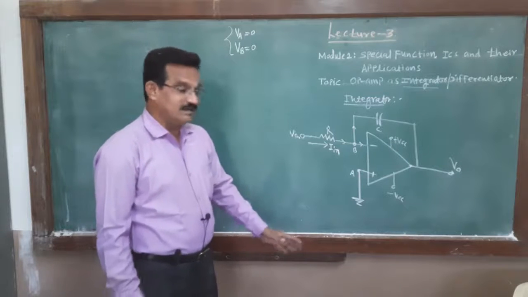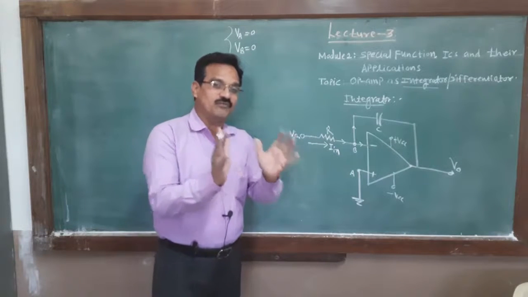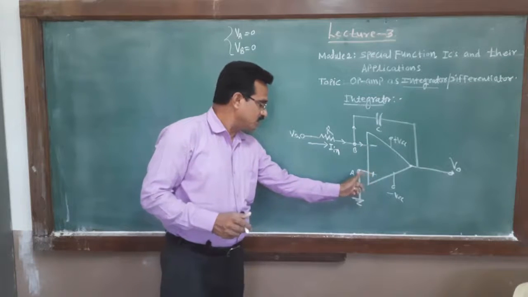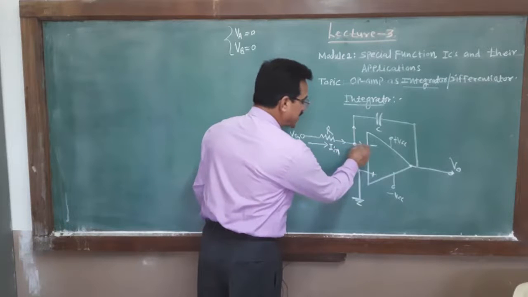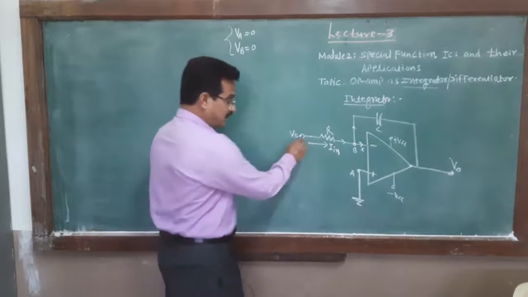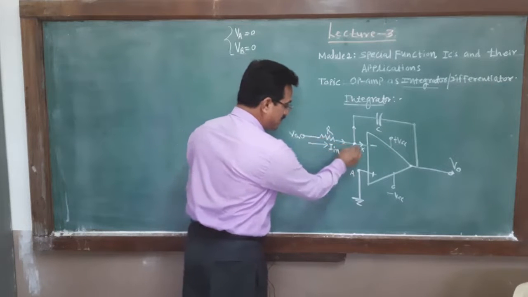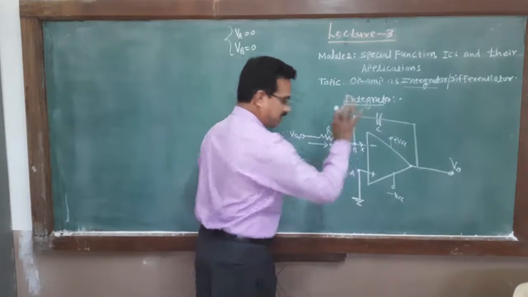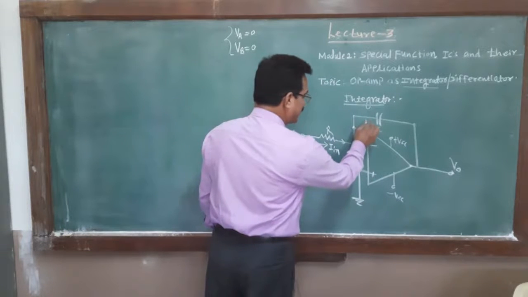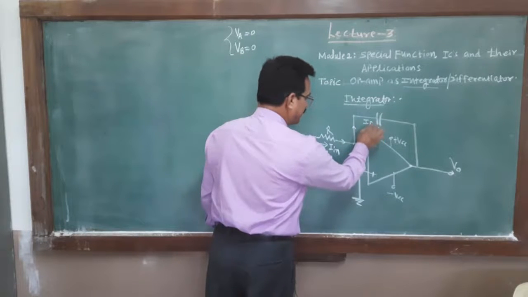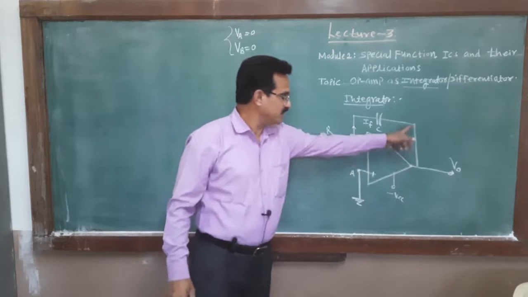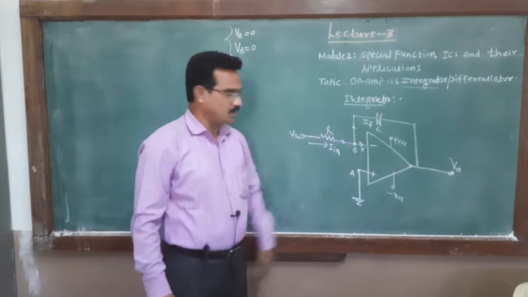But again we know that the input impedance of the operational amplifier is infinite. That's why there is no flow of current from one terminal to the other, which means the current flowing in this direction is 0. Current cannot flow in this direction. This means the current flowing through this resistance must be equal to the current flowing through this capacitor. The current flowing through the capacitor we call the feedback current, because feedback is provided between the output and the inverting terminal with the help of the capacitor.